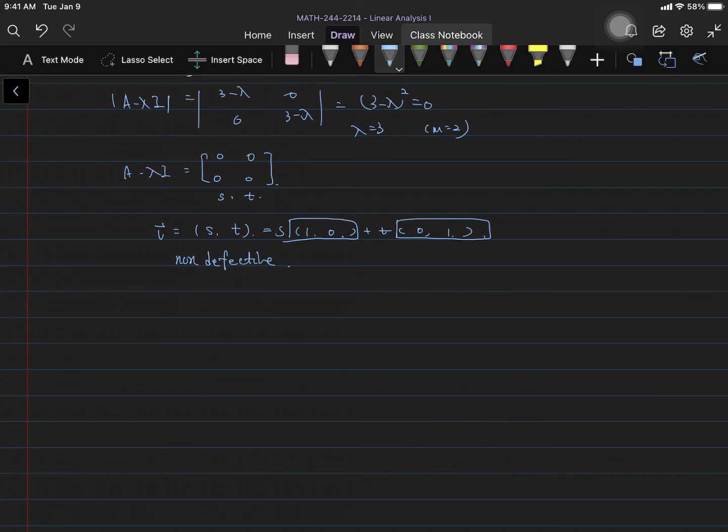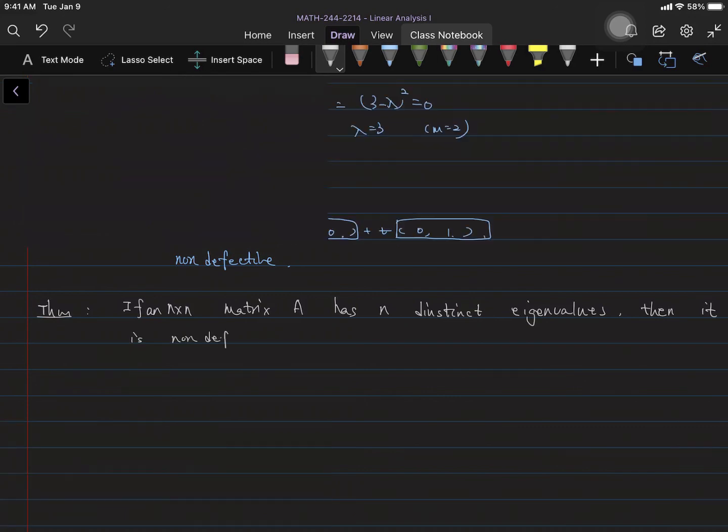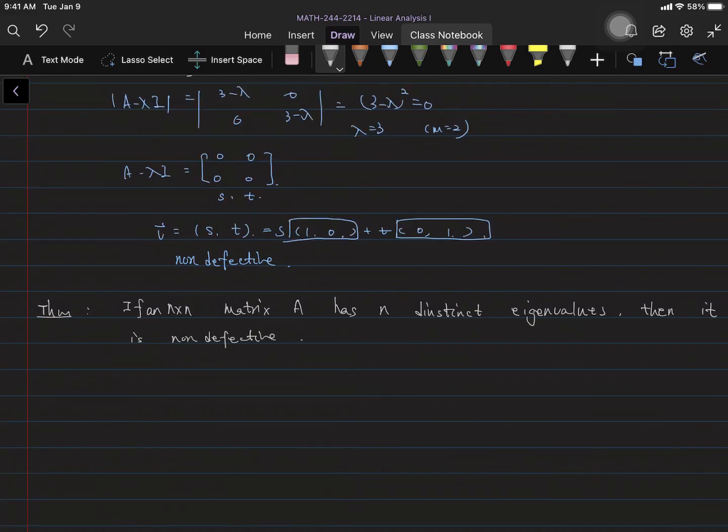Let's see, we have a theorem. If we have a matrix A, and this matrix has n distinct eigenvalues, then it is non-defective. What's the meaning of this one? I'm going to show you.